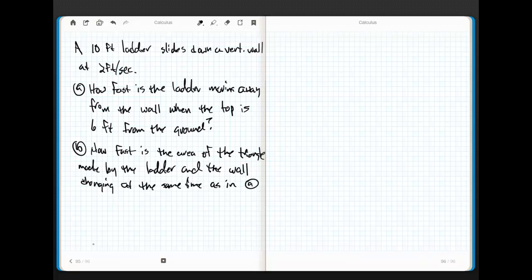Okay, so first things first, you ready? We've got a 10-foot ladder. Now, ask yourself a question: is the length of the ladder changing? Do you see what's going on here? The ladder is sliding down the wall at 2 feet per second. At the same time, assuming the ladder's not bending and not bouncing around, it's sliding away from the wall as well.